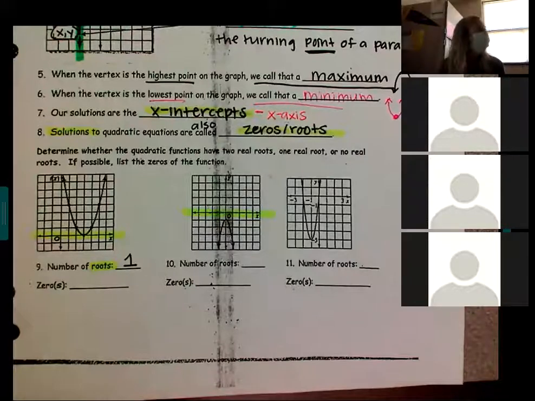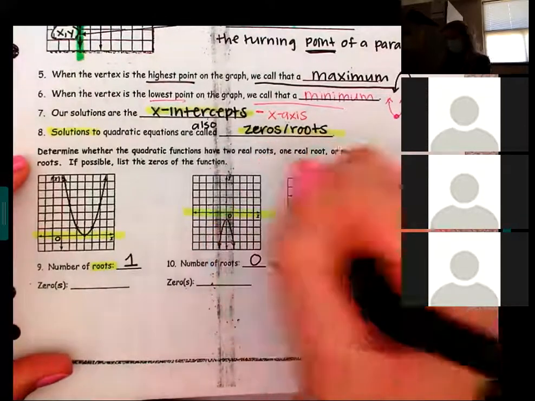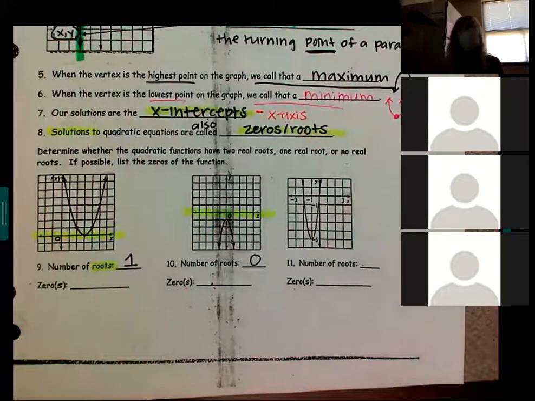How many times does it touch? 0. So do you have any roots on that one? No, and that's okay. It's okay to have no x-intercepts. That means it starts either above or below and doesn't touch the ground, and that's okay. So it's got 0.